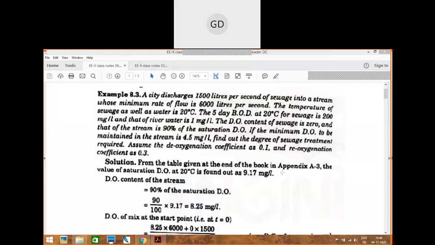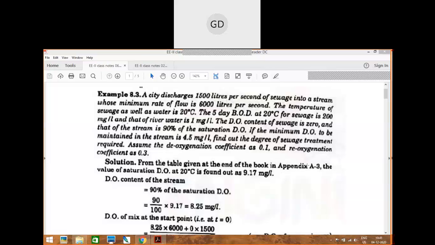So the question says that you need to find out the degree of sewage treatment required. How much treatment you have to give to the river stream? There is one table, but I have not clicked the photo here since my laptop is not with me. I hardly got this PDF from Google Classroom.